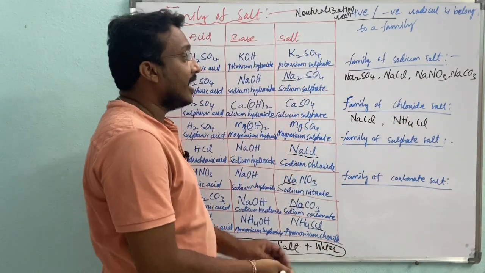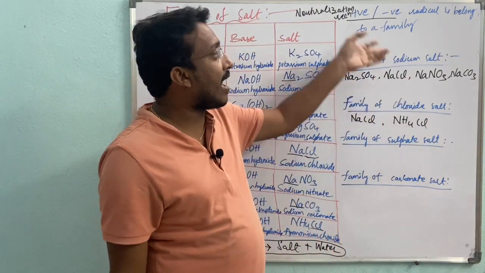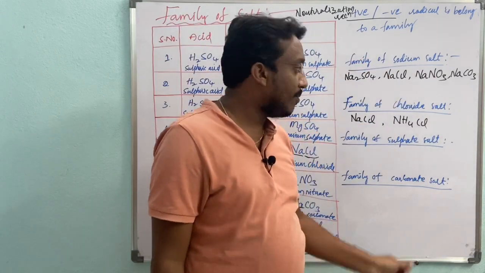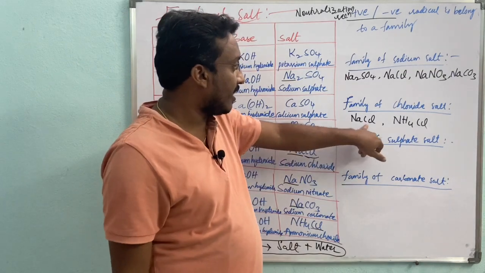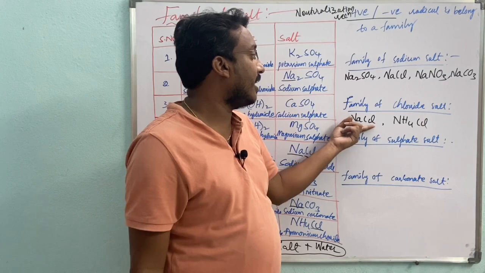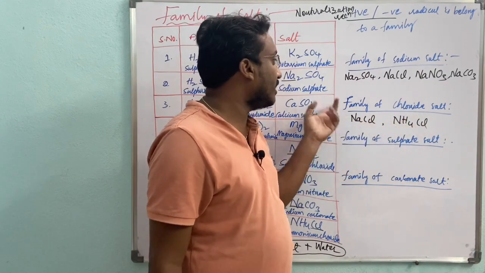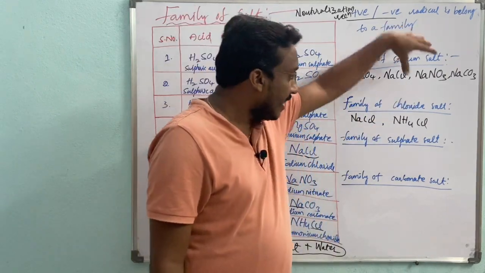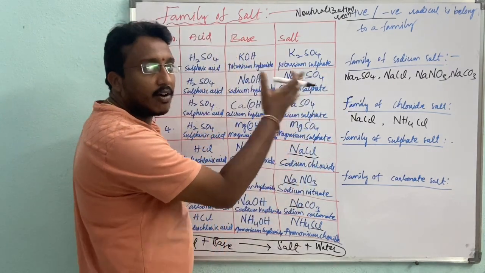Got it? Then sodium chloride, NaCl, is in the family of sodium as well as in the family of chloride. Why? Because here chlorine is a radical. Here chlorine, chlorine. It is common in the product; it contains the chlorine atom, the chlorine ion. That's why this belongs to the family of chloride. In this way we have to separate the examples according to their families.